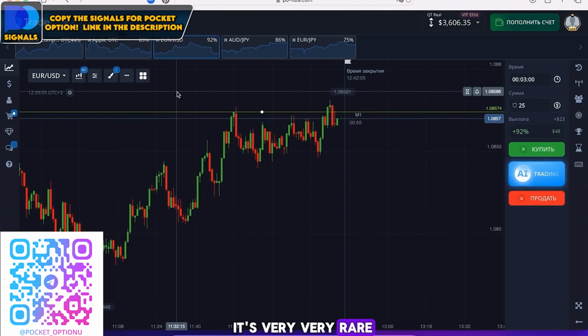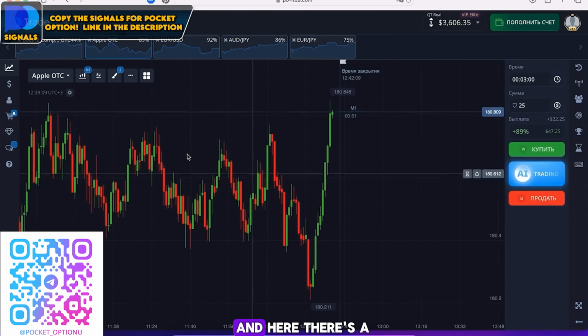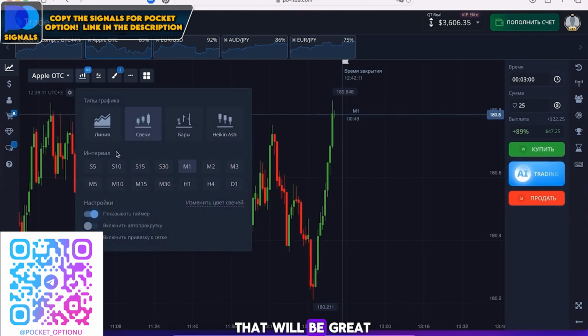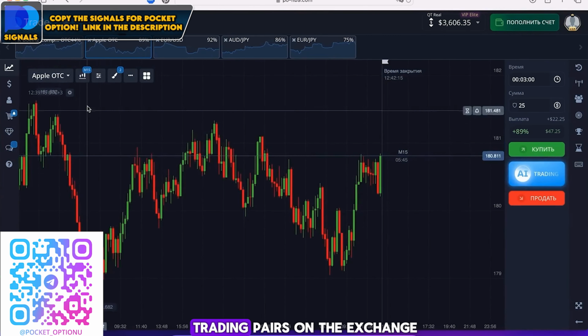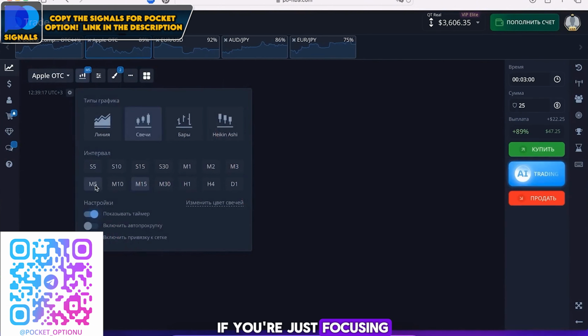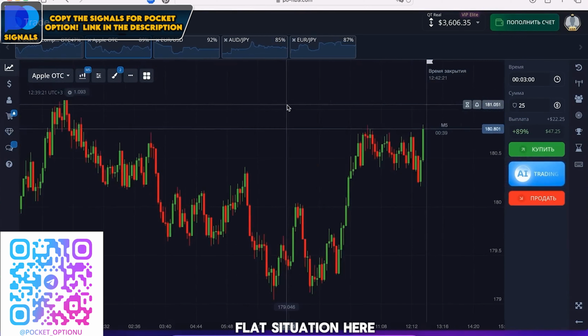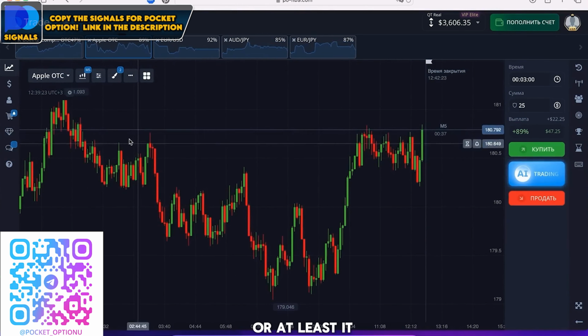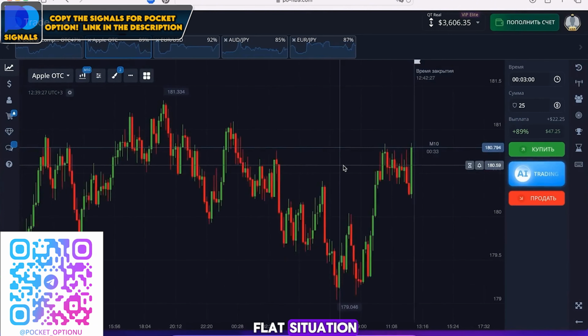It's very rare for me to focus on them, usually only when there's nothing else to do. And here there's a really interesting point that will be great for you to analyze, especially if you're looking at trading pairs on the exchange. If you're just focusing on OTS pairs, that'll be cool too, because we had a flat situation here, or at least it seemed like it because I was entering trades and it was a flat situation.